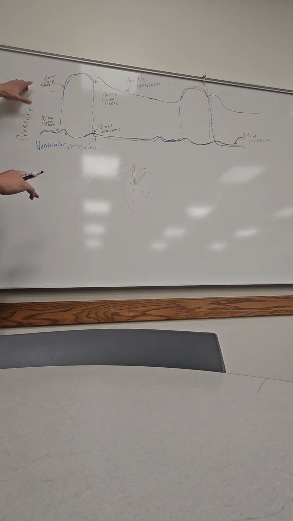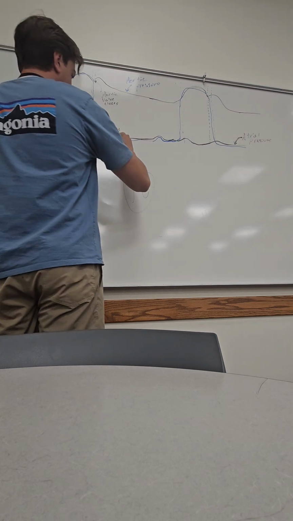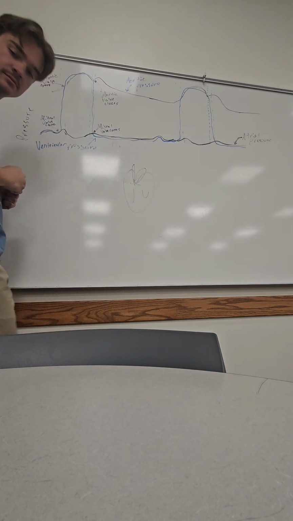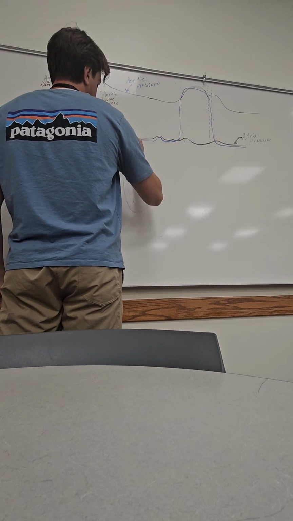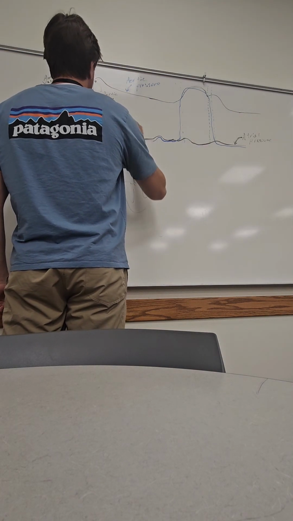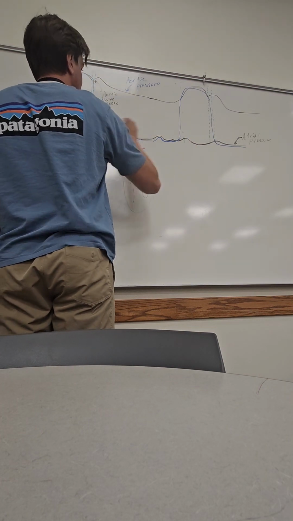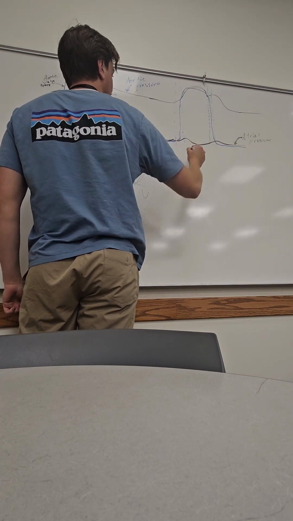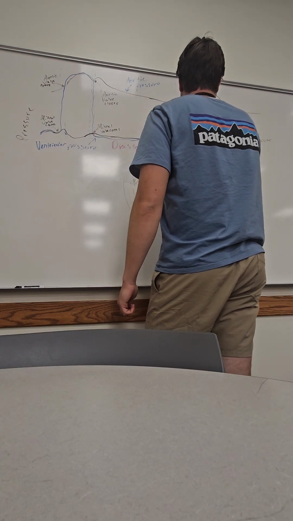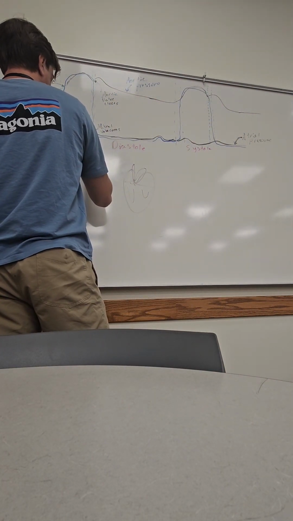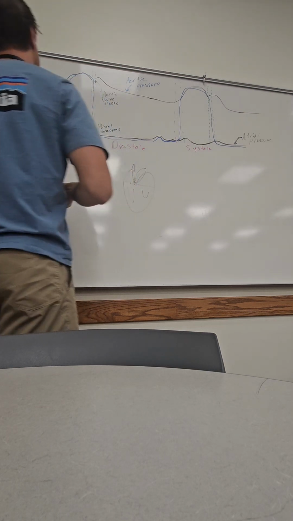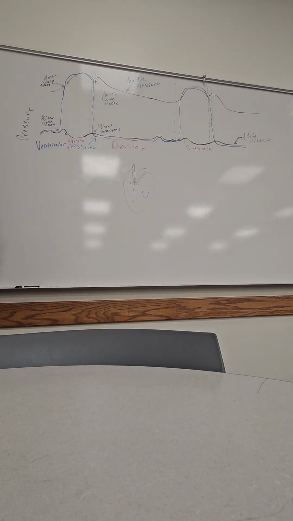This is pressure in millimeters of mercury. Here's diastole right here. Diastole represents right here, and then systole represents the contraction. Okay, let me explain this. First we're going to talk about aortic pressure here.